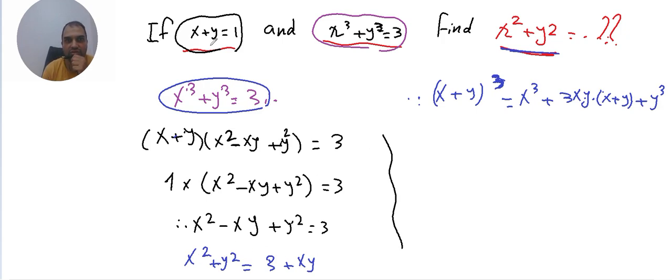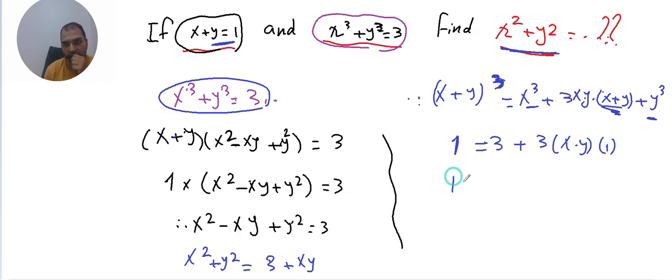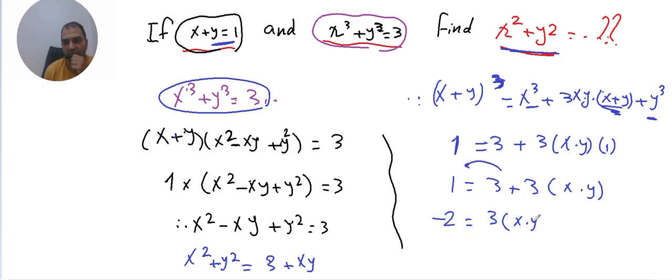So you can raise the value x plus y equal 1, 1 power 3 equal 1. Okay, from here, x power 3 plus y power 3 equal 3, plus 3 times x times y times x plus y, which was 1. So 1 equivalent to 3 plus 3 times x times y. We can find xy. Move 3 here, 1 minus 3 is negative 2, equivalent to 3 times xy. Then xy equivalent to negative 2 over 3.